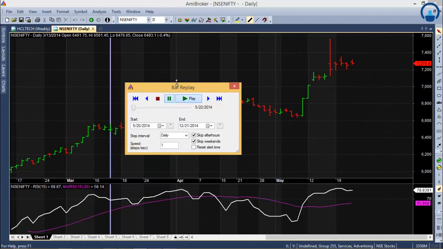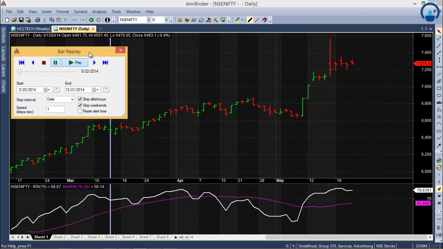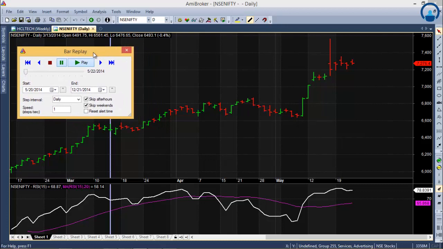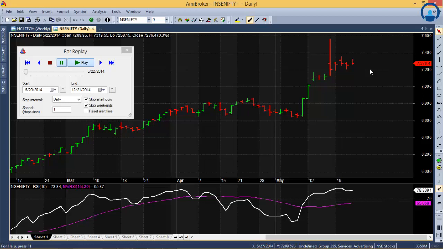Following is a chart of NSE Nifty index. As of the last bar, you can see RSI is in the range of 68.87. RSI is on the level of 78.84 and the 20 period moving average of RSI is 65.87 and rising higher. You can see here RSI is rising. Moving average of RSI is rising higher.